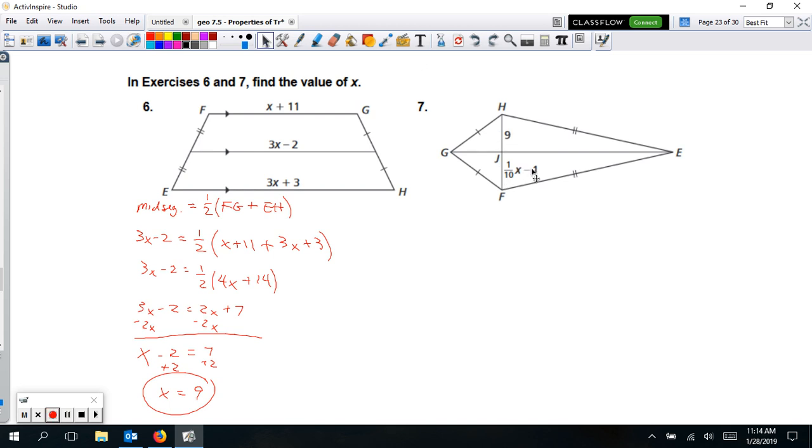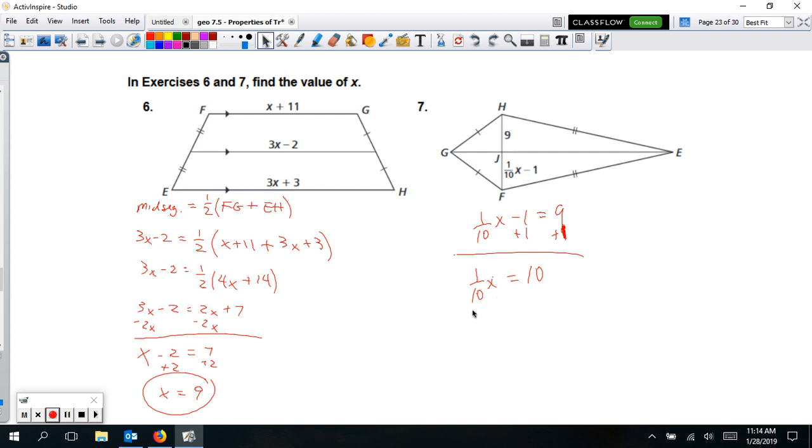9 is equal to the 1/10 x minus 1. So we can make an equation out of that by setting those equal to each other. 1/10 x minus 1 is equal to 9 because the GE diagonal is going to bisect the HF. GE is bisecting HF here. So what I first do would probably be to add 1 to both sides and get the x term by itself. So that's going to give us 10 on this side. So 1/10 x is equal to 10.